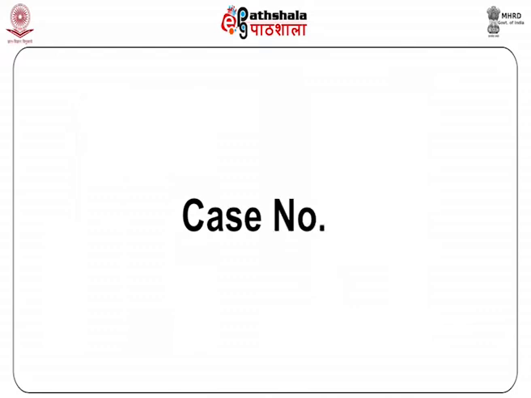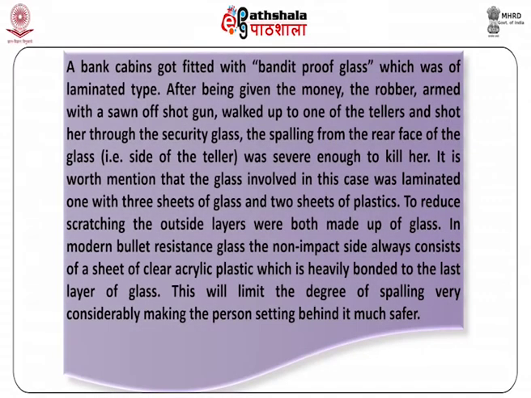Case number 2. A bank cabin was fitted with bandit proof glass, which was of the laminated type. After being given the money, the robber, armed with a sawn-off shotgun, walked up to one of the tellers and shot her through the security glass. The spalling from the rear face of the glass was severe enough to kill her.